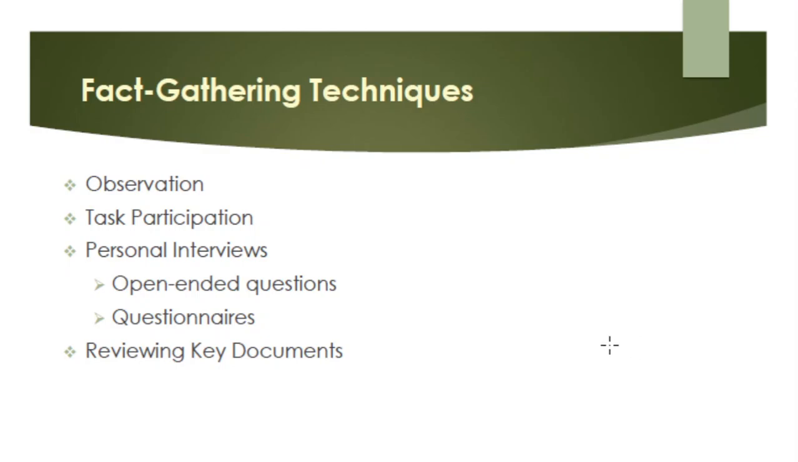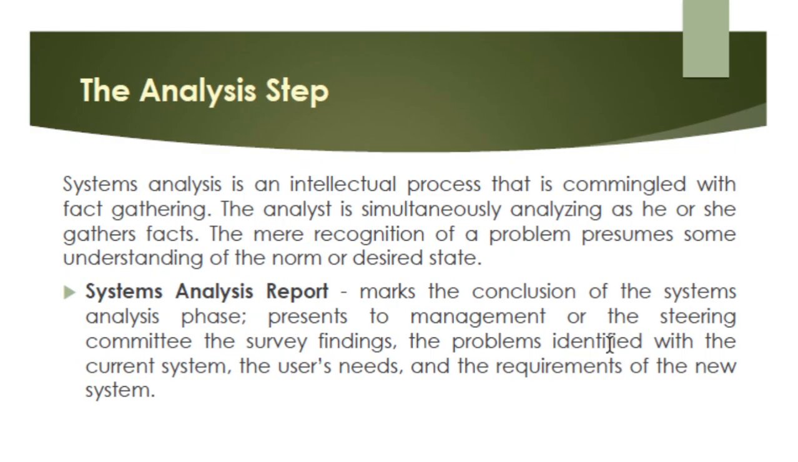So, after the survey step, we move on to the analysis step. So systems analysis is an intellectual process that is commingled with fact gathering. The analyst is simultaneously analyzing as he or she gathers facts. The mere recognition of a problem presumes some understanding of the norm or desired state. So it is therefore difficult to identify where the survey ends and the analysis begins.